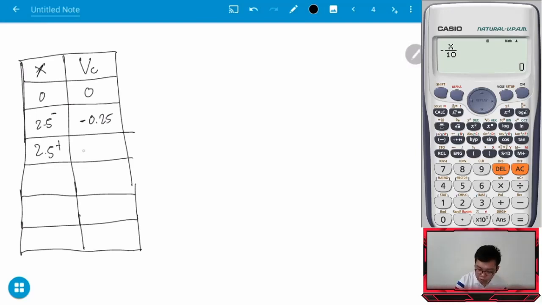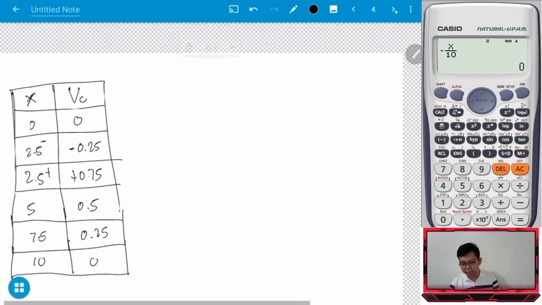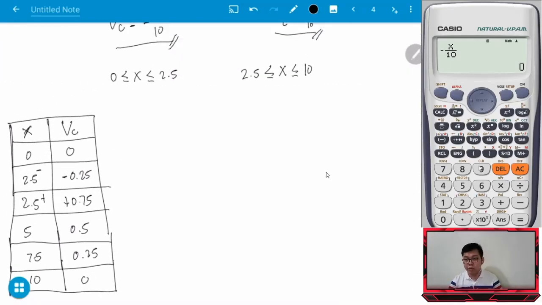So 2.5, so this is actually positive 0.75, and then pag 5 yan, and then pag 7.5, this is 0.25, and then pag 10, this is actually 0. Okay, I think tama lang pala yung equation, kinabahan ako guys. Anyway, pag x is equal to 0, tingnan nyo sa calculator ha, 0 din yung answer natin, which is tama, di ba? Tama tayo, pasok tayo dyan.